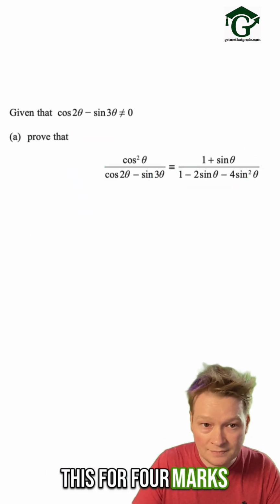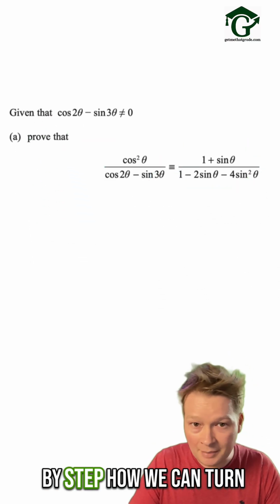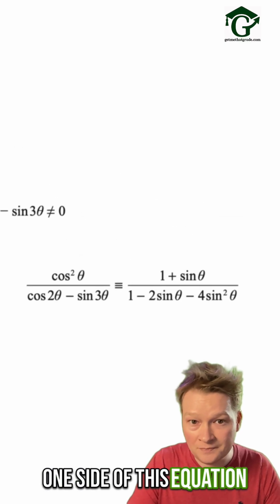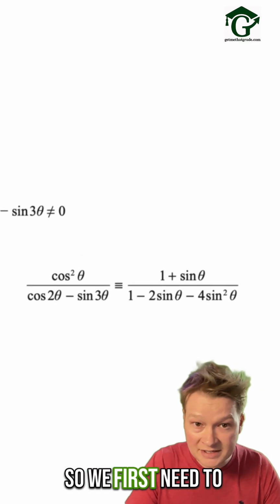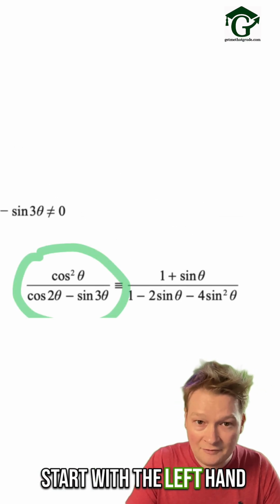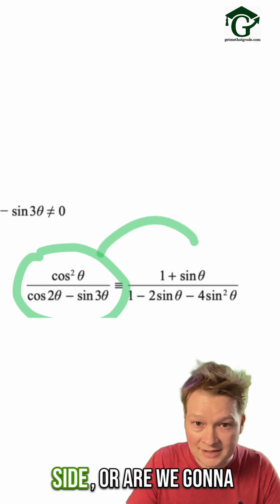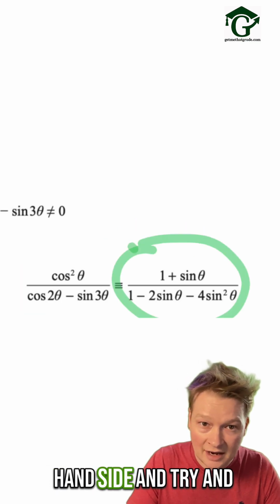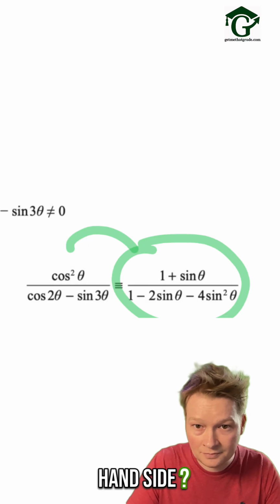It says, given that the denominator of this fraction here isn't 0, prove that this equals this for 4 marks. So we need to show step by step how we can turn one side of this equation into the other side. So we first need to decide, are we going to start with the left-hand side and try and turn that into the right-hand side? Or are we going to start with the right-hand side and try and turn that into the left-hand side? What do you think?